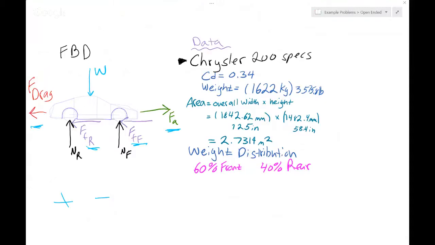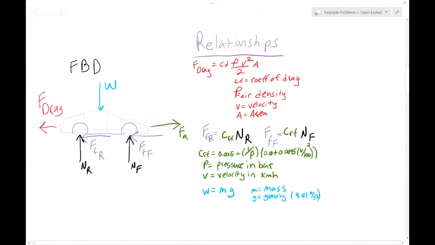And so to begin the analysis, I had to look up some Chrysler 200 specs. So we have coefficient of drag, we have weight, we have frontal area, and then we have weight distribution, which all play a part in determining what our variable balance ends up being. So using that information coupled with some of these relationships here to determine what our forces actually are, I guess I'll go quickly through these relationships.